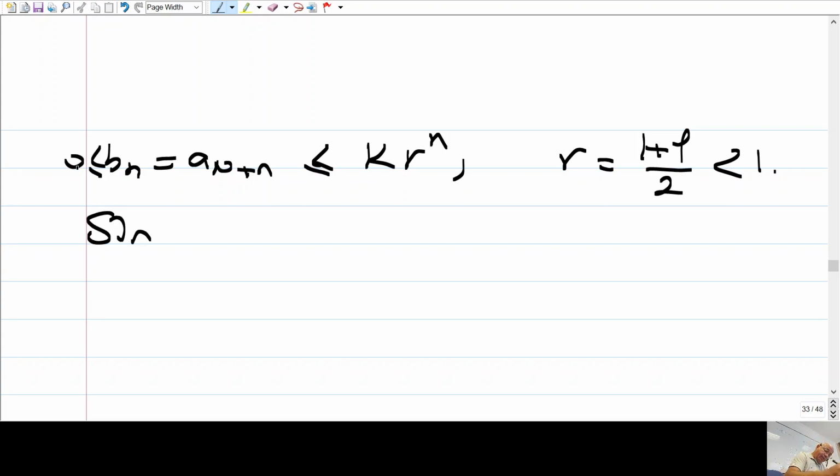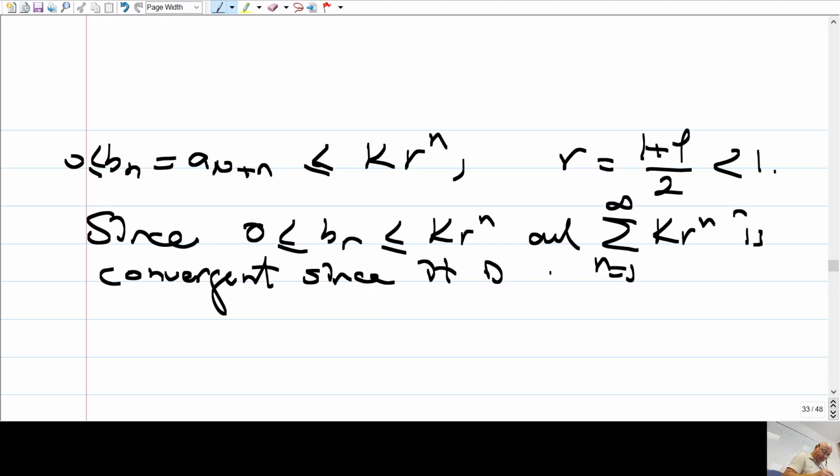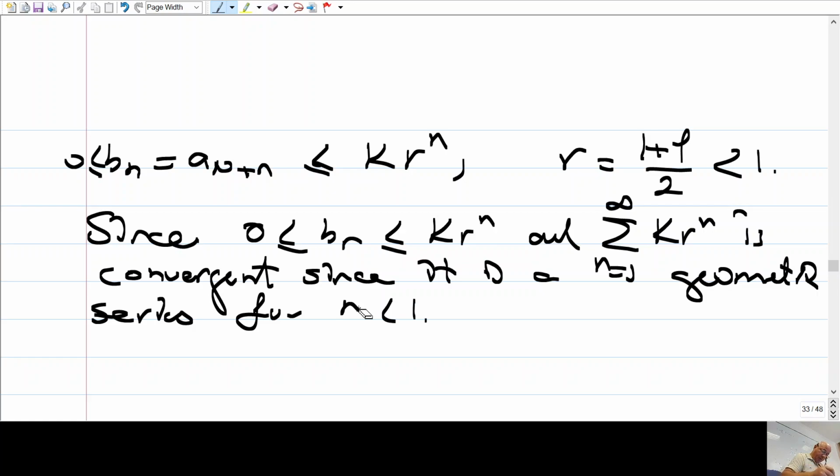So since 0 is less than b_n, which is less than k times r to the power n, and the sum of k times r to the power n from 1 to infinity is convergent, because it is the geometric series with r less than 1.